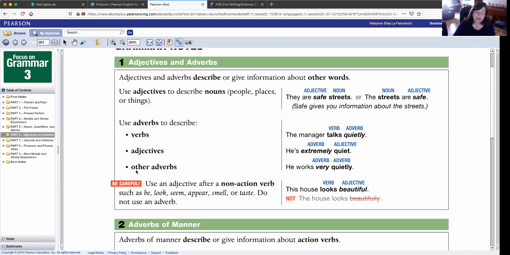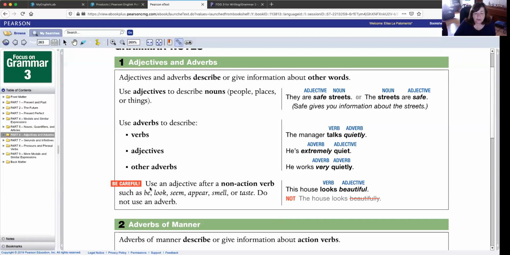Adverbs can also be used to describe other adverbs. He works very quietly. Okay, so the word quietly is an adverb that describes works, how he works, and the word very is an adverb that describes how much, how quietly does he work. It's very quietly.